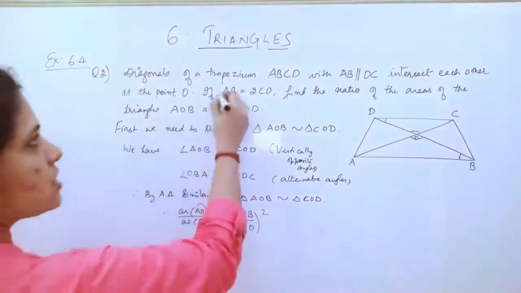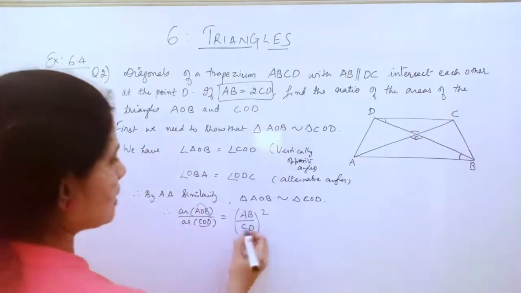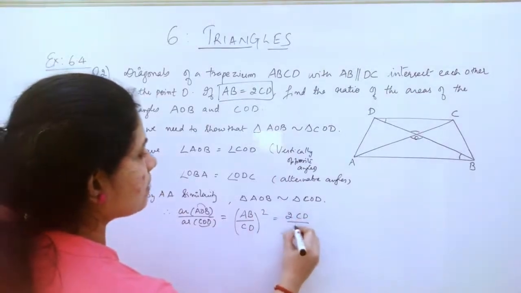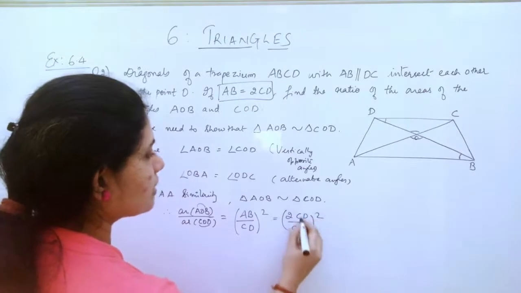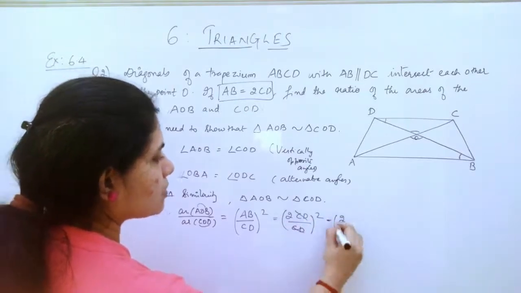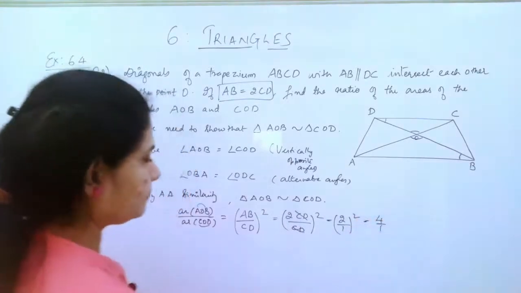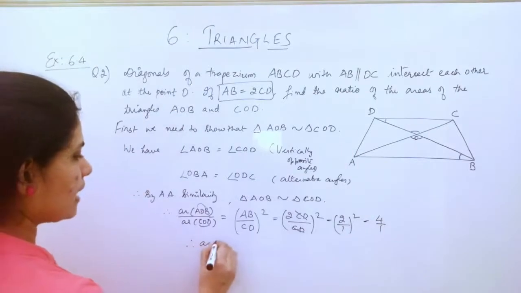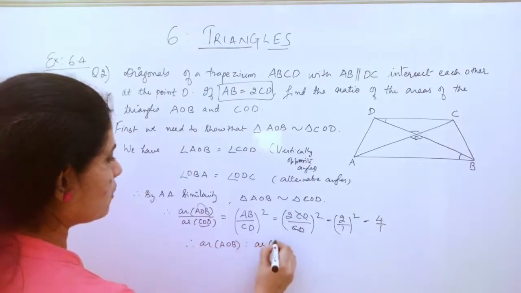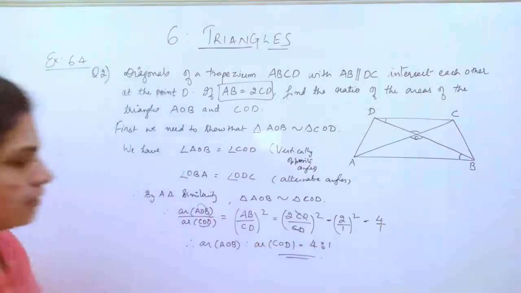Now since the relation is given in the question, that is AB is equal to 2CD, you can just replace it. That means you will get 2CD by CD, the whole square. CD gets cancelled, you get 2 by 1 the whole square, or else it is 4 by 1. Therefore area of AOB is to area of COD is equal to 4:1.